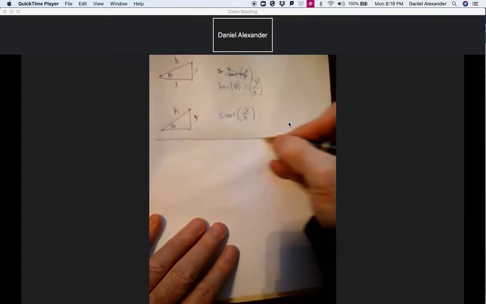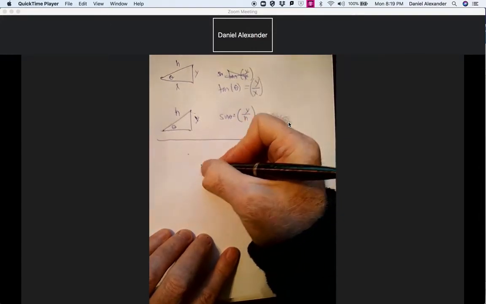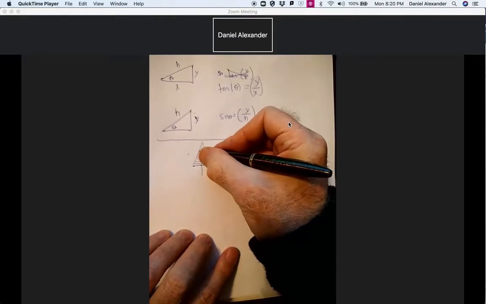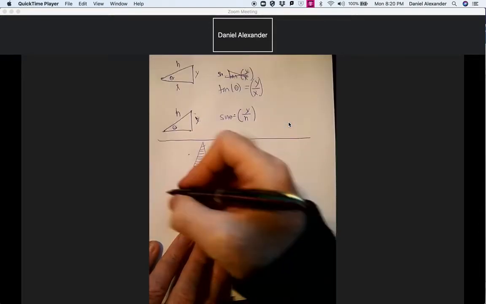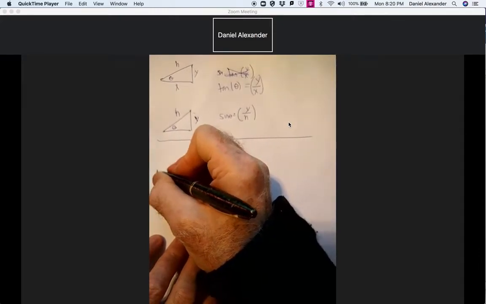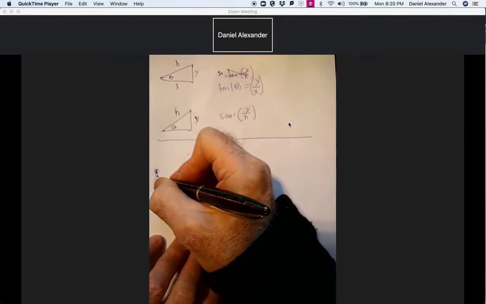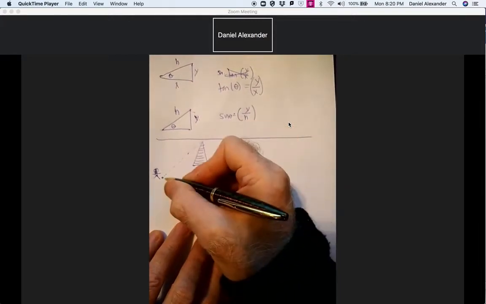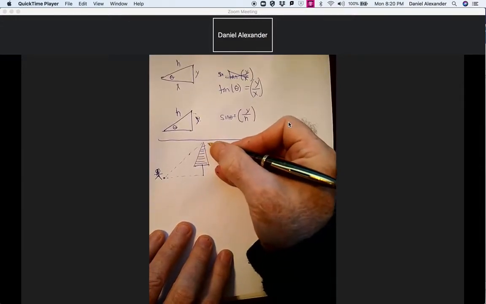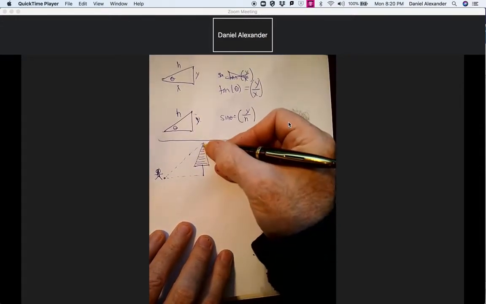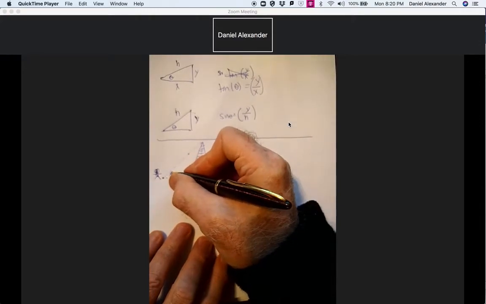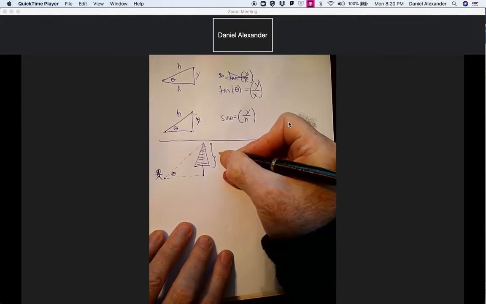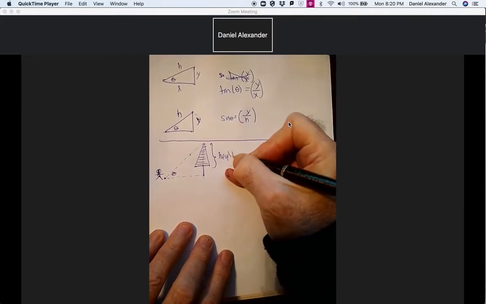Okay, so here's example number one. There's a tree, and for whatever reason, you want to cut it down. Maybe it's a Christmas tree, maybe you're going to use it for firewood. You're standing right over here. Here's the ground, right there. You're going to make an angle, measuring to the top of the tree. And what you want to find is this height, which is y.